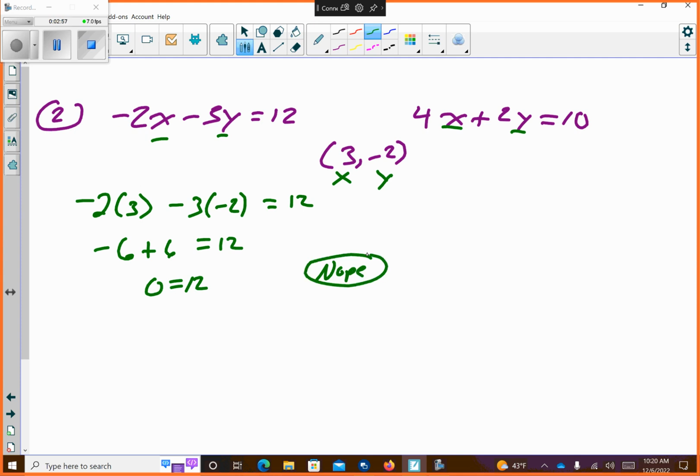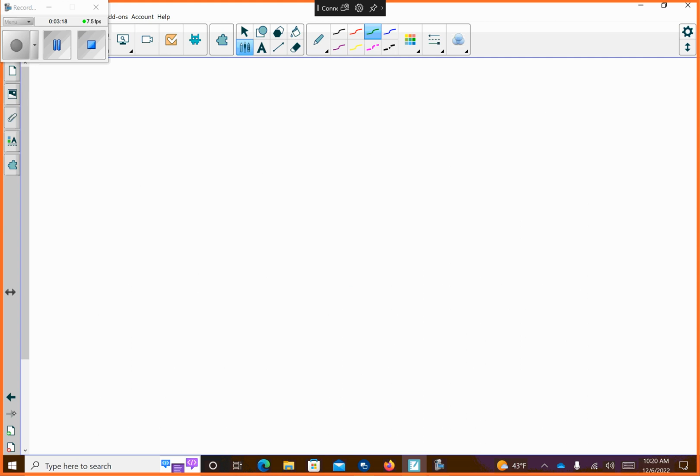Nope is a good old official word. I don't even have to try it on the other one. Okay? If it didn't work on the first one and it works on the second one, that's fine, but it still doesn't make it a solution. So we could say false, nope, not this time. Something like that. All right, problem number 3.